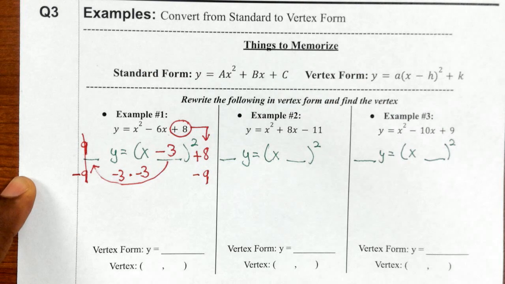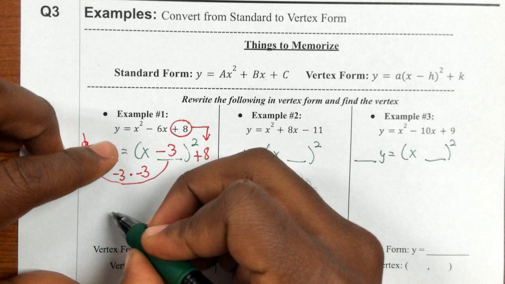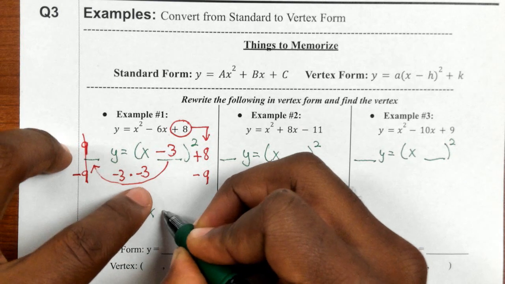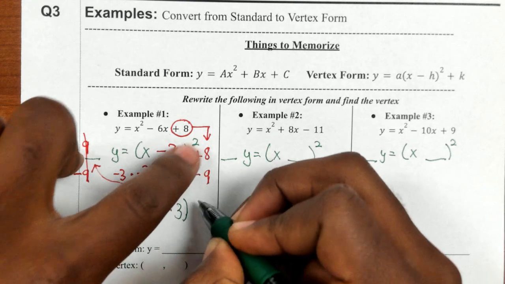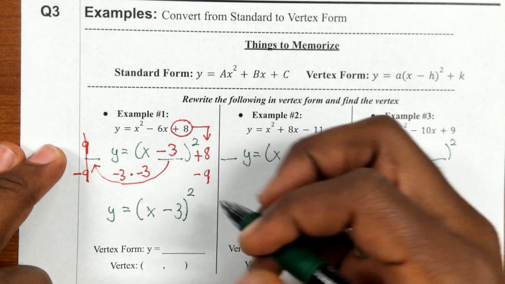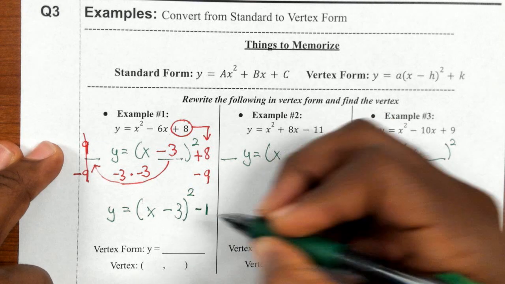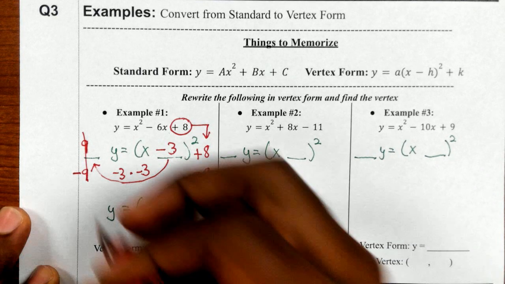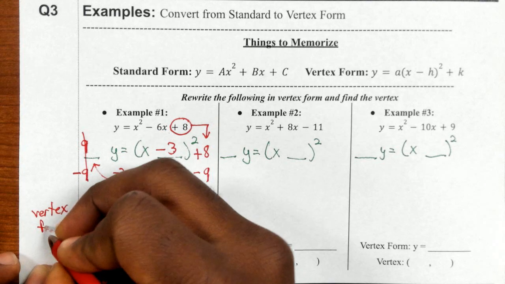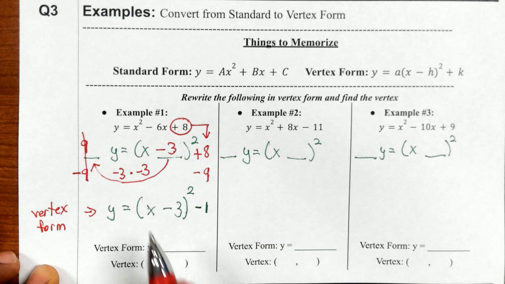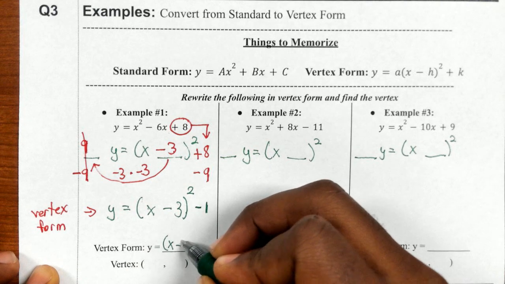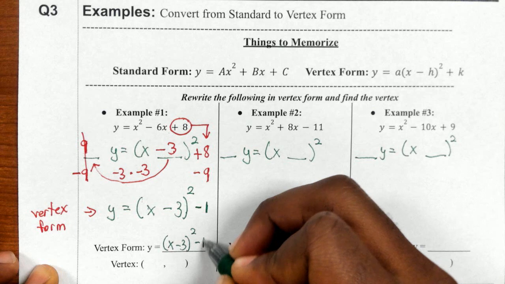The 9's cancel out, and we end up with our vertex form, which is y equal parentheses x minus 3 parentheses squared. Now I need to calculate what 8 minus 9 is. 8 minus 9 is -1. All right? And that is how you convert it to vertex form. Okay? So in Delta Math, what you would type in is this part right here: parentheses x minus 3 parentheses squared minus 1.